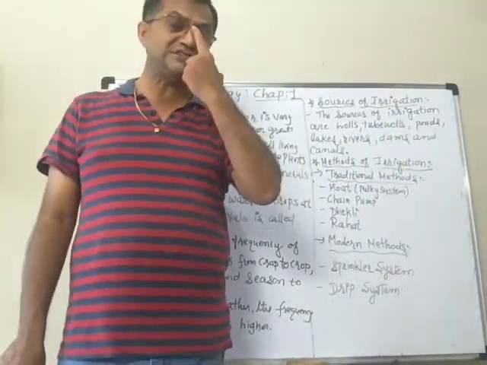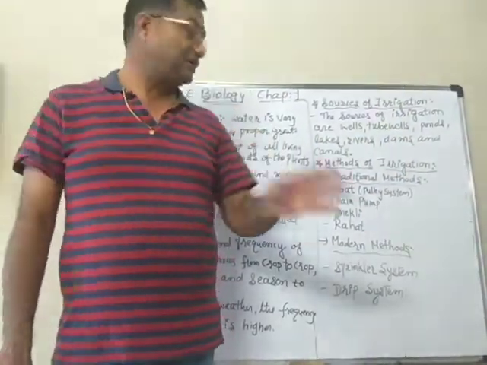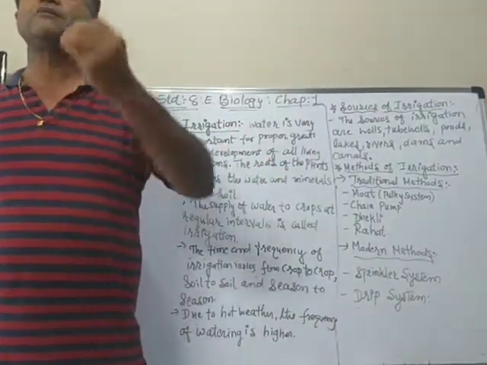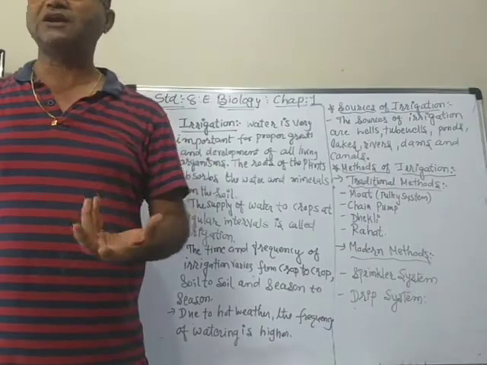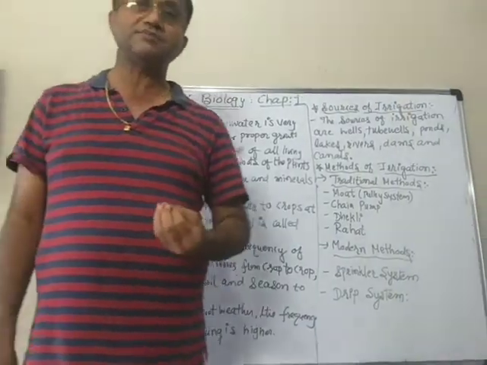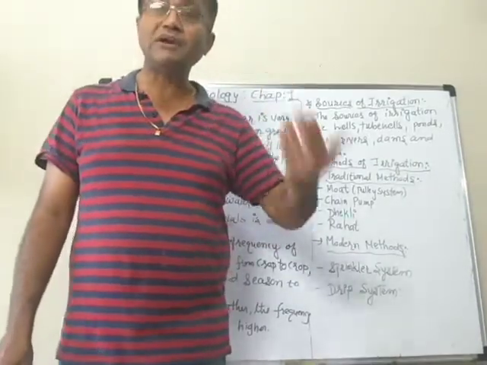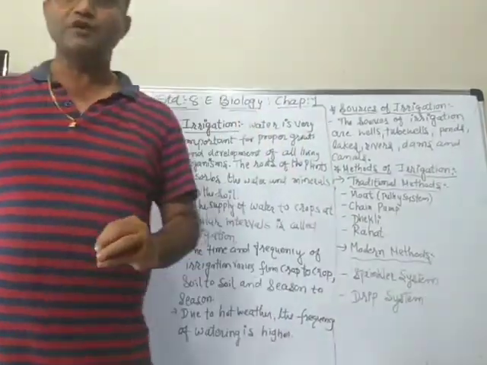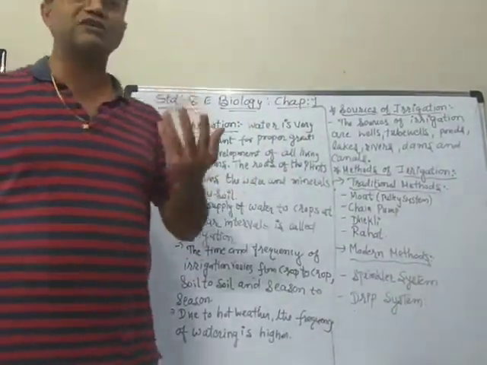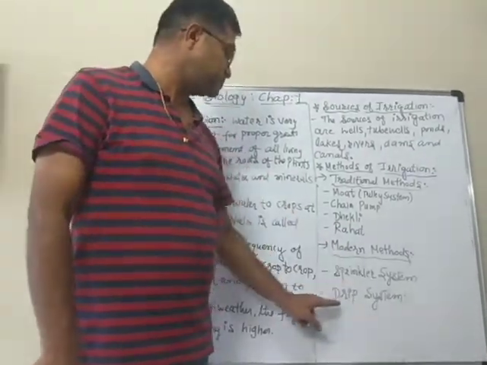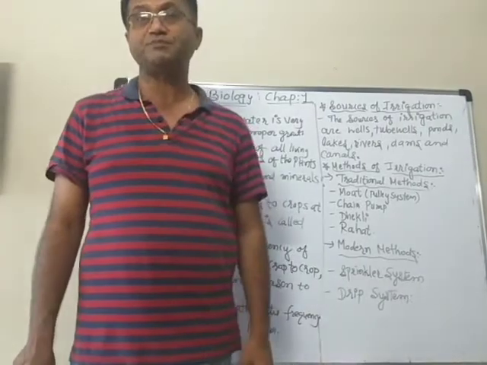Now in the modern system, they are using systems so that water is not getting wasted, because we know that water is sometimes scarce, and therefore these two modern methods are very useful, so that we can save water also. And those are the sprinkler system and the drip system.